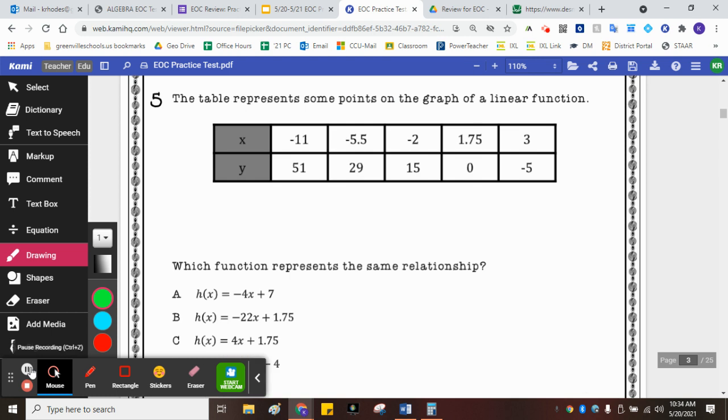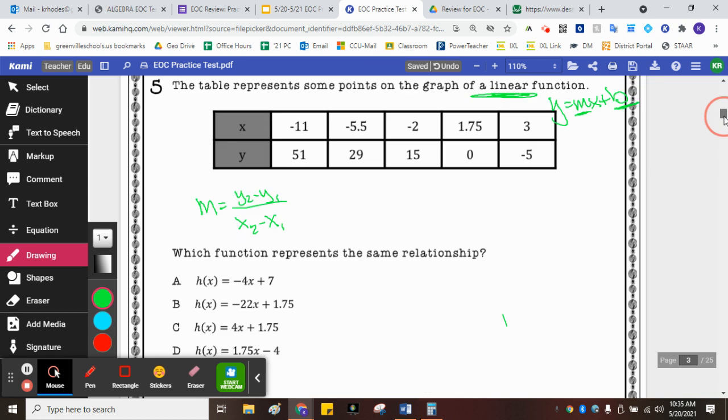Let's go to the next one. Okay, there's 2 different ways to do this one. We want to write a linear equation. So remember, linear is y equals mx plus b. So we just need the slope and the y-intercept. So first thing I would do is find the slope. y2 minus y1 over x2 minus x1. And there are a lot of x and y1s, x and y2s.